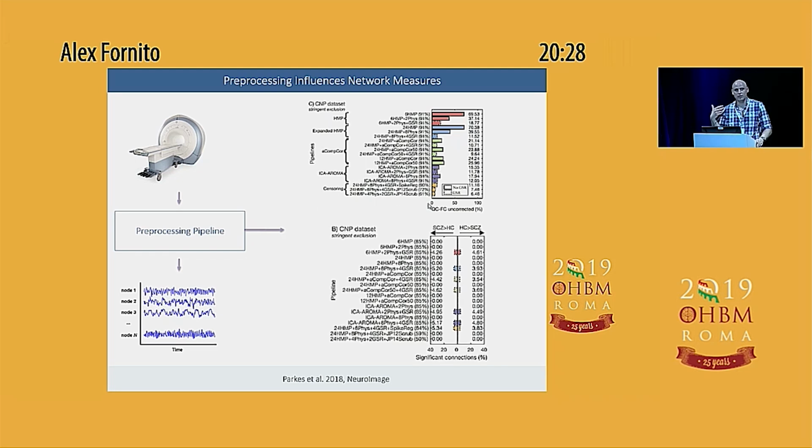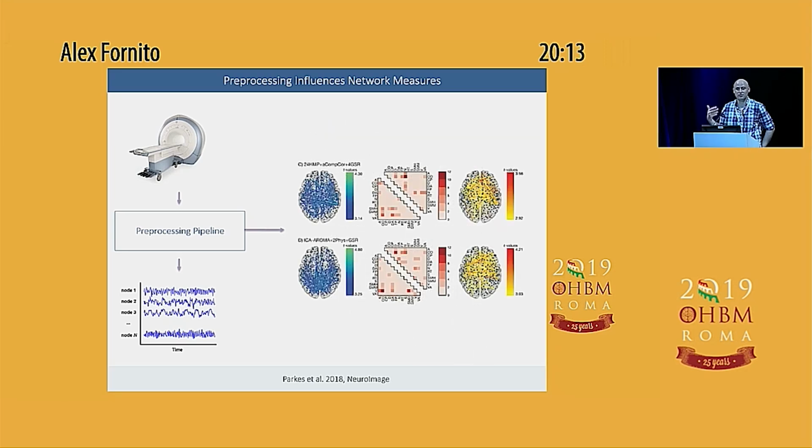So if you want to go and do, say, a case control comparison. So here we compared people with schizophrenia to healthy controls. Depending on how you've processed the data, you might see differences in some cases or no differences in other cases. And the nature of those differences is going to vary. So here on the left, we've got a map of connections where people with schizophrenia have got increased connectivity relative to controls. Here it's decreased. And the top row is one processing pipeline, the bottom is another. And you can see that there's quite a difference here.